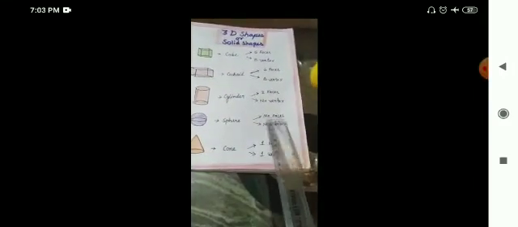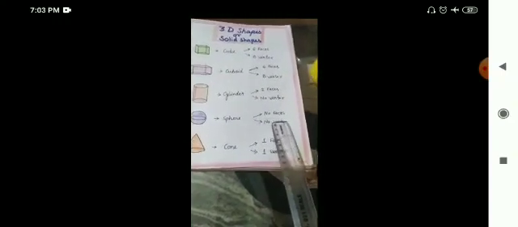Now next one is sphere. This is a sphere. Look at the picture. No faces and no vertex. It has no face and no vertex. Now look at the example. This is very good. This is a ball. Ball and football are examples of sphere. Okay, children?